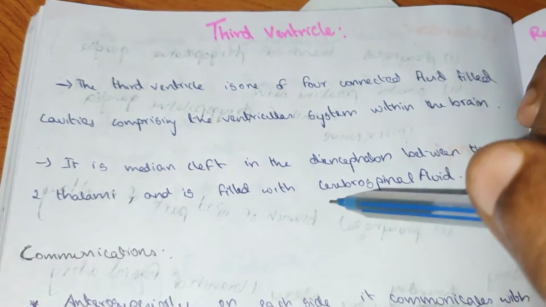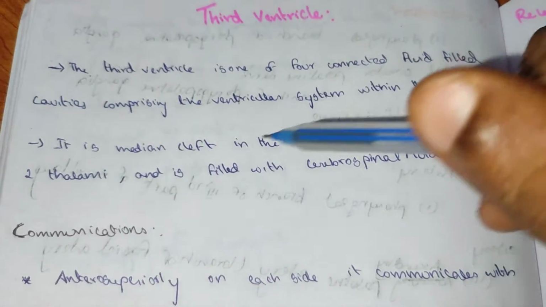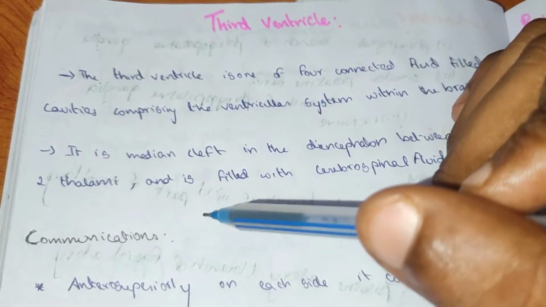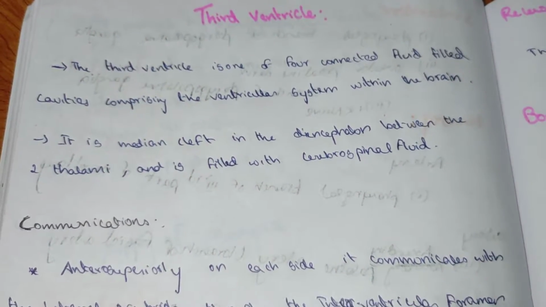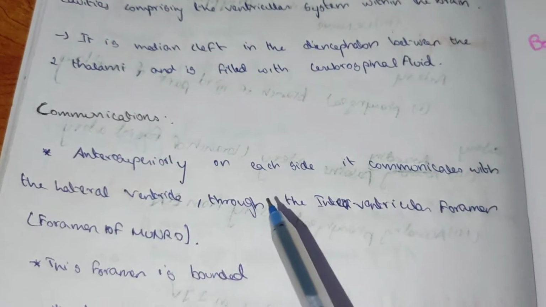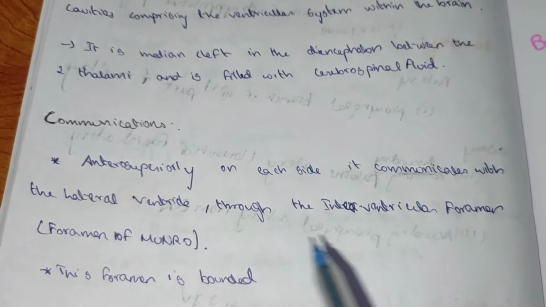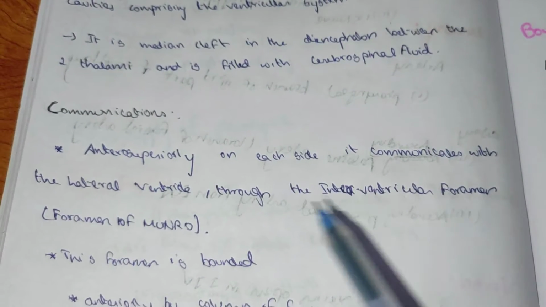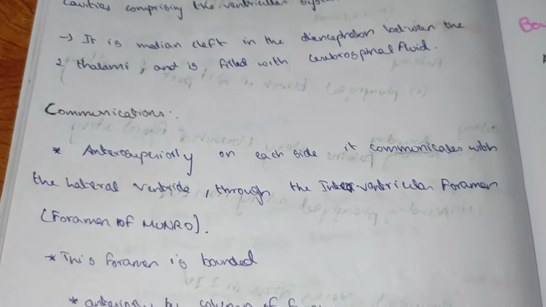It is a median cleft in the diencephalon between the two thalami, and it is filled with the cerebrospinal fluid. This cavity is filled by the CSF, and it communicates anterosuperiorly on each side with the lateral ventricle through the interventricular foramen, which is otherwise known as the foramen of Monro.